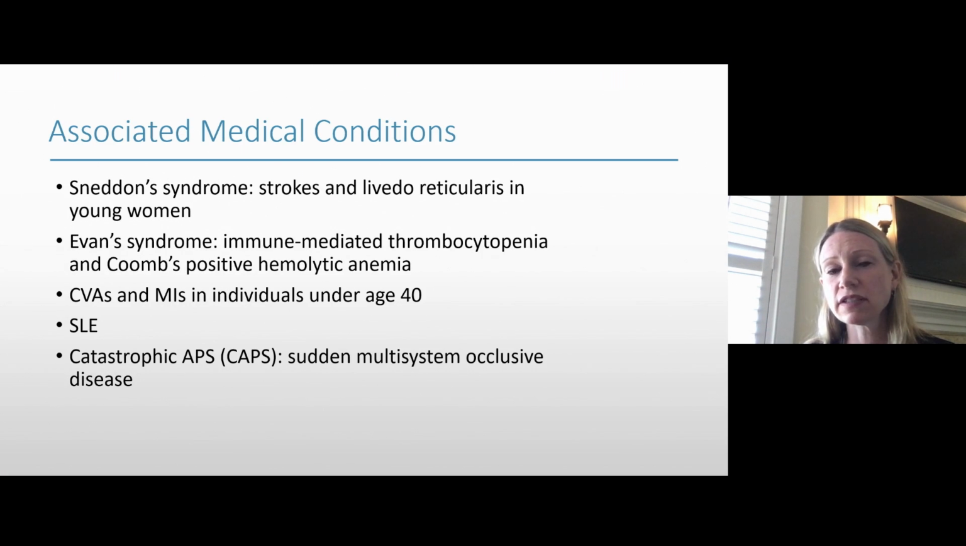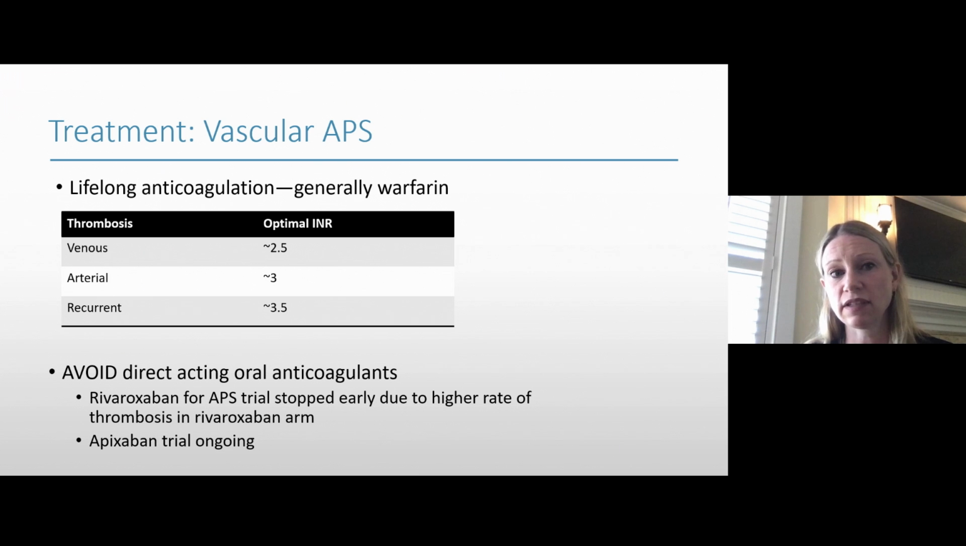So medical conditions that are described as associated with antiphospholipid syndrome include Sneddon syndrome, which is strokes and livedo reticularis in young women, Evans syndrome, which is immune-mediated thrombocytopenia and Coombs positive hemolytic anemia occurring together, CVAs and MIs in individuals under age 40, lupus, and then catastrophic antiphospholipid syndrome, which we're going to talk more about. This is sudden multisystem occlusive disease.